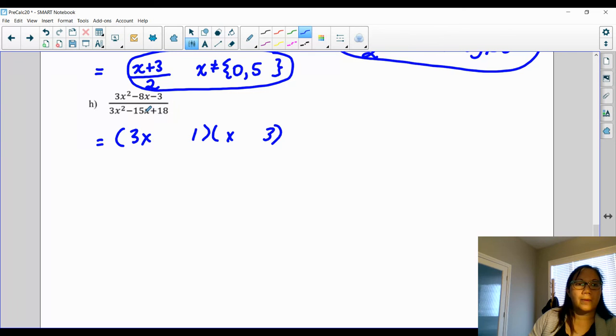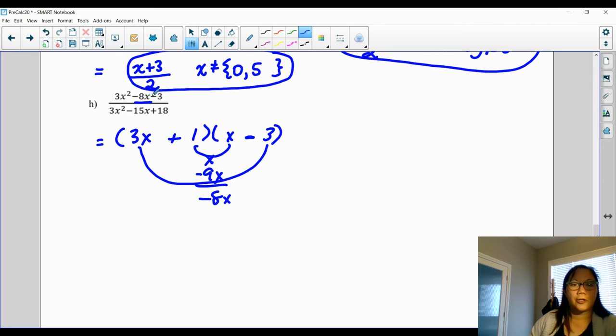Now the question is, how do I make that negative 8x? I'm going to have to make the majority, which is this one, the 9, the negative. That would give me negative 9 when I multiply these two together, and that would give me positive 1x when I multiply these two together. So there's my x, there's my negative 9x. When I put those two together, I get my negative 8x, which was my middle term.